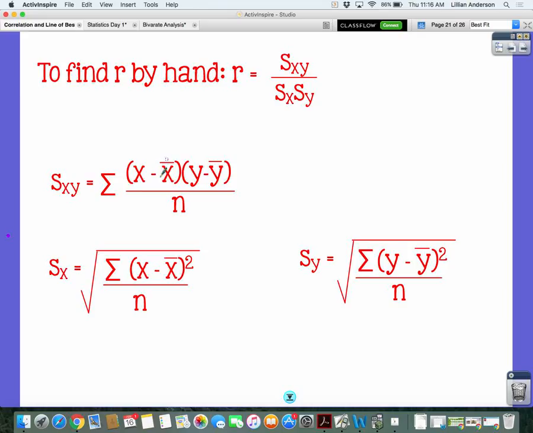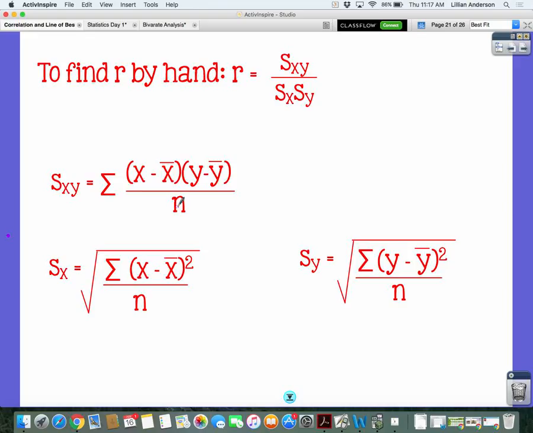You'll need to figure out what the mean is of both your x and your y. And what you'll do is you'll take every x value subtracted from your mean, and every y value subtracted from your mean, and multiply them together. Then you'll divide by n. N represents the number of pieces of data you have, and then you add them all up together. That's what that is. Down here, you take the square root of the sum of those differences squared, divided by n, and same thing with your y's.